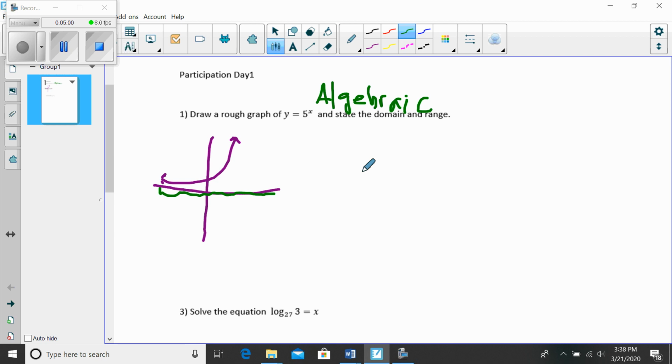So when we talk about how we support our students in using domain, a graphical representation is a planned support, right? How to identify a domain from a graph, by highlighting along the x-axis. That would be a planned support.